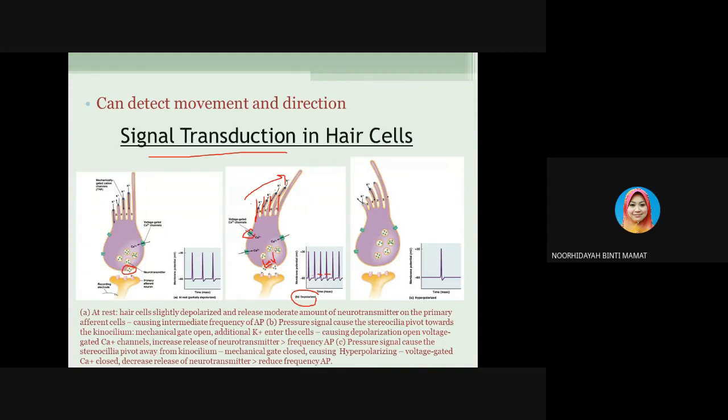stereocilia to pivot away, okay, away from the kinocilium. So this is the kinocilium. So the mechanical gate here will close. So it will cause the hyperpolarizing. So the voltage-gated calcium channels also will be closed. So it will decrease the release of the neurotransmitter and also reduce the frequency of action potentials. Okay, so this is how the signal transduction works in the hair cells.